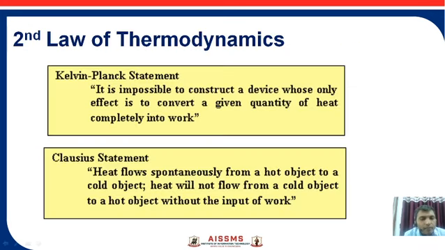To revise, we have the two statements of the second law of thermodynamics, Kelvin's law and Clausius statement. It is impossible to construct a device whose only effect is to convert a given quantity of heat completely into work. Then the Clausius statement about the temperature effects: heat flows spontaneously from a hot object to a cold object. Heat will not flow from a cold object to a hot object without input of work. So it is impossible to construct a device whose sole effect is to transfer heat from a low temperature reservoir to a high temperature reservoir. That is the direction of the flow.